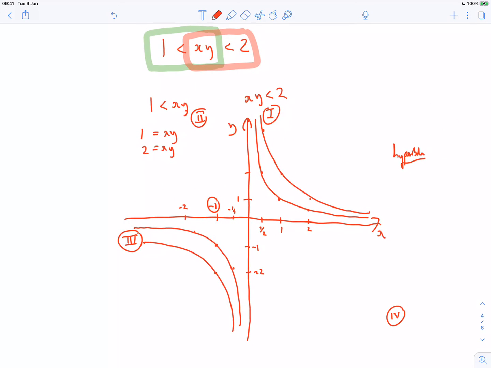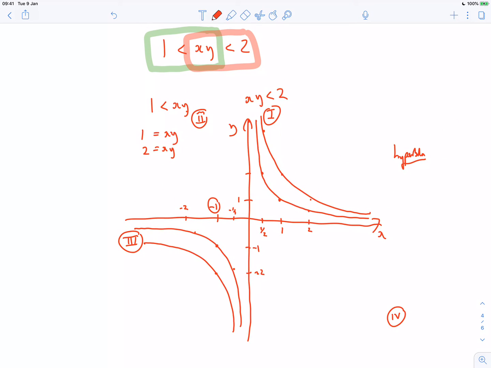Now, what is this thing saying? I want xy is between 1 and 2. So that region we're interested in is going to be this gap between the two curves. Okay, that's totally fine. And technically, because it's a strict inequality, these should be dashed. So if I was to do this again, these are dashed, and these are dashed.